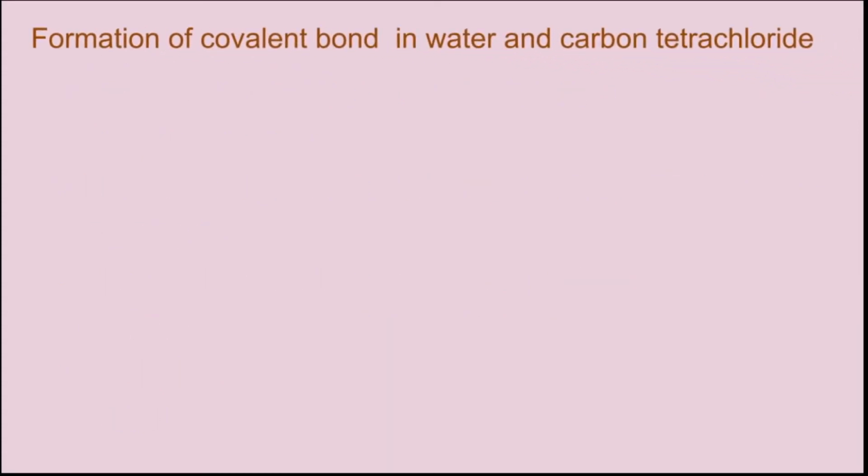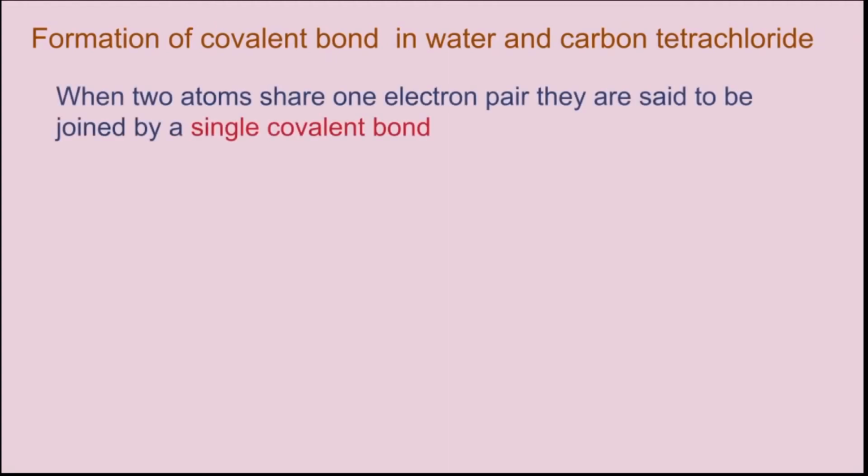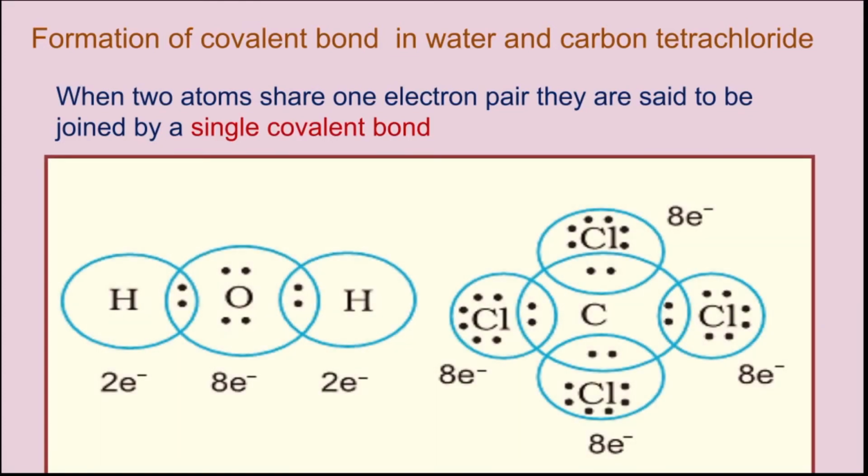Now let's see the formation of covalent bond in water and carbon tetrachloride. When two atoms share one electron pair, they are said to be joined by a single covalent bond. In the water molecule, oxygen shares 1 electron with both the hydrogen atoms and forms a single bond with each. In case of CCl4 also, carbon has 4 valence electrons. All 4 valence electrons are shared with 4 chlorine atoms, forming 4 single covalent bonds.